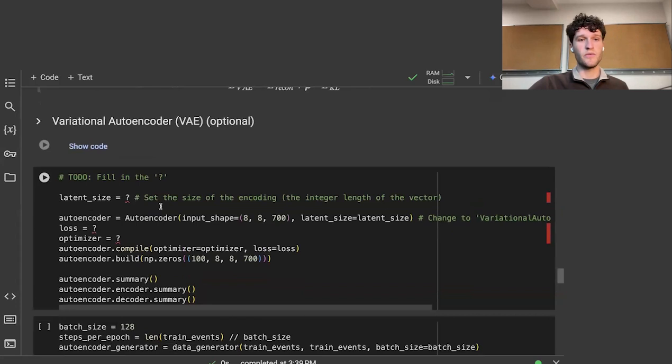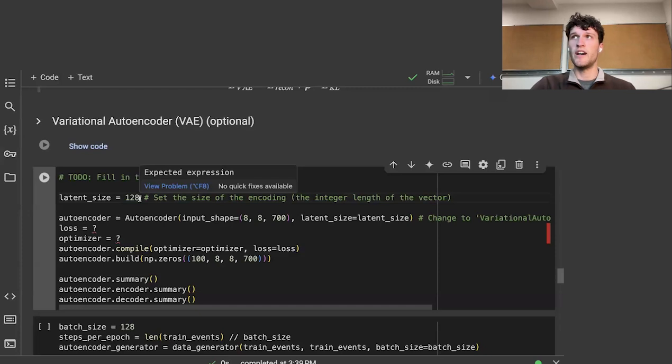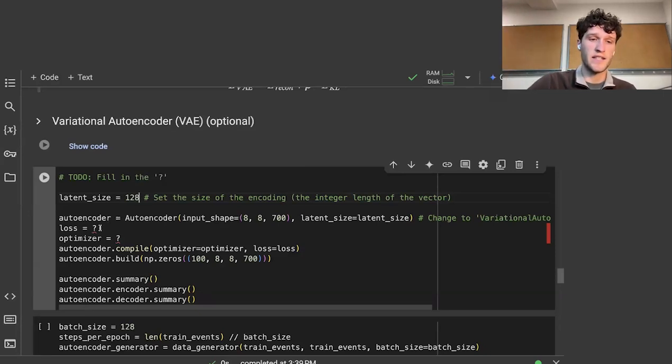And we can also specify latent size. I'll start off with 128. That would be roughly a 300-fold decrease from the 44,000 that we started with as the data size.